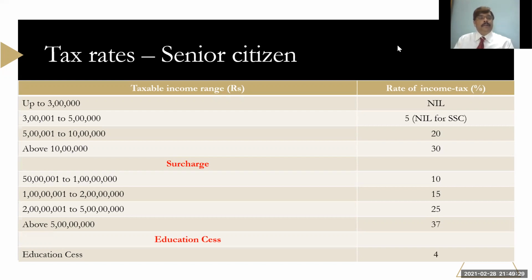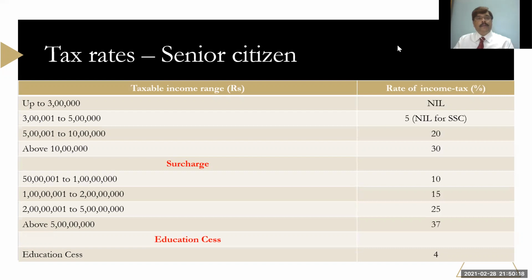There are different rates of taxes for senior citizens. For senior citizens, the slab starts from up to 3 lakh, there is no tax. For them, the tax starts from 3 lakh onwards. The tax rate is 5%, then it increases to 20% for the 5 lakh to 10 lakh slab. And above the 10 lakh slab, it is 30%. Plus, they are also liable to pay surcharge depending on the income range, and it varies from 10% to 37%. Additionally, they have to pay education cess. These are the tax rates for individuals.